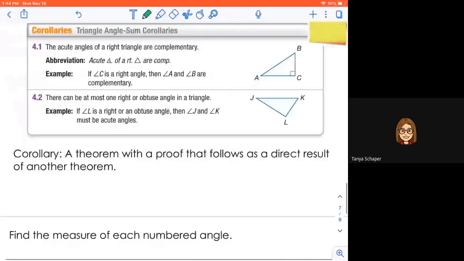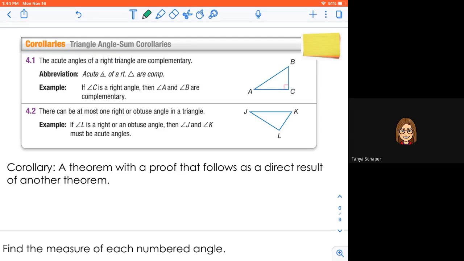All right, triangle angle sum corollaries. A corollary is a theorem with proof that's really the direct result of another proof. This one builds from the right angle theorem, and so the acute angles of a right triangle are complementary. That's our first one. And then there can be at most one right or obtuse angle in a triangle.